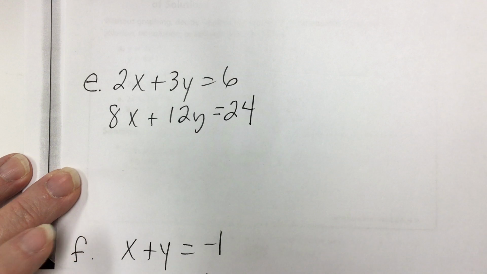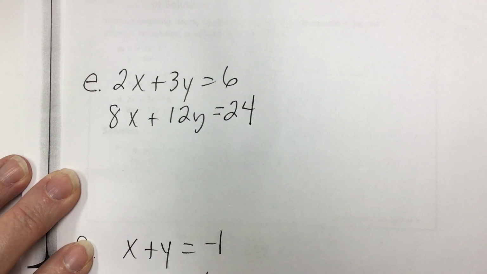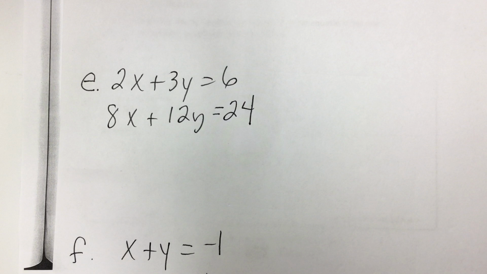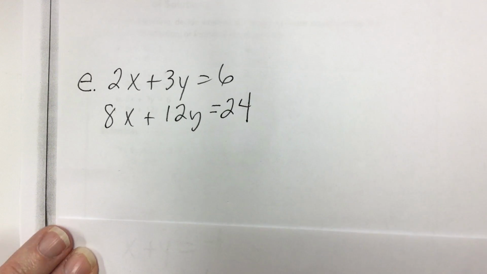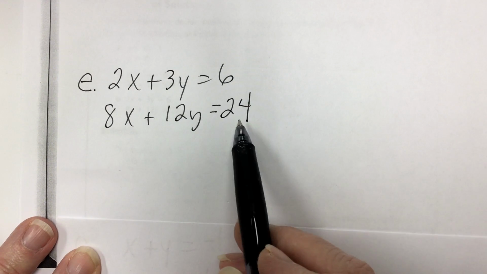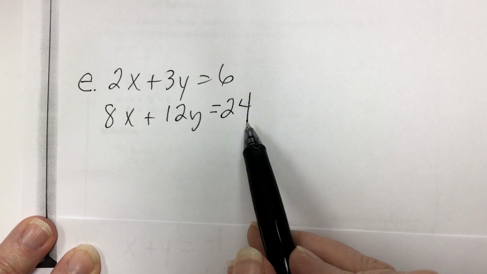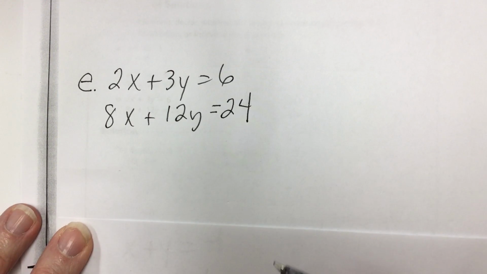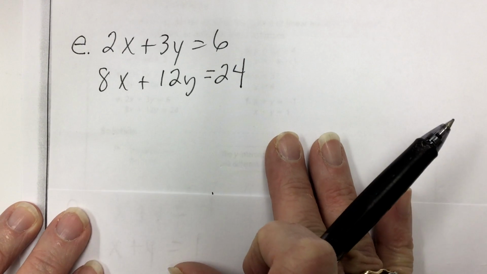All right, next, I want us to look at part E. Part E has two lines, as you can see. They're not in the form of y equals mx plus b. So that's the first thing I'm going to do: solve each one of these lines for y equals mx plus b so that I can look at their slopes. So let's do that.